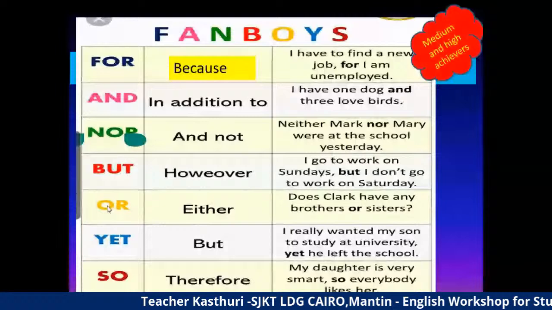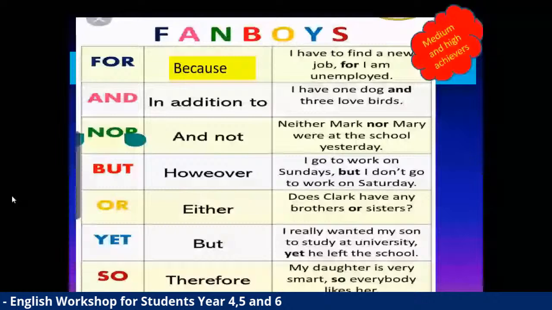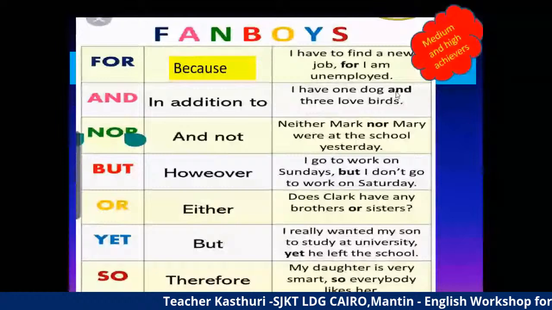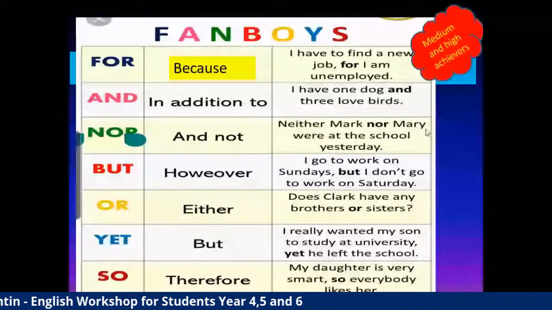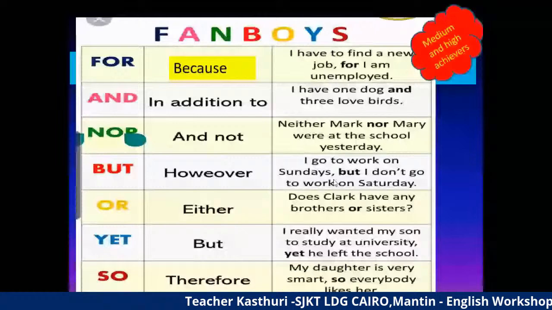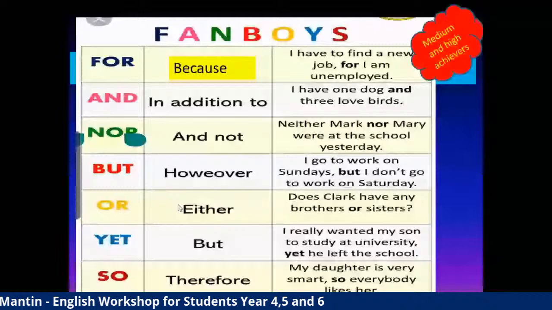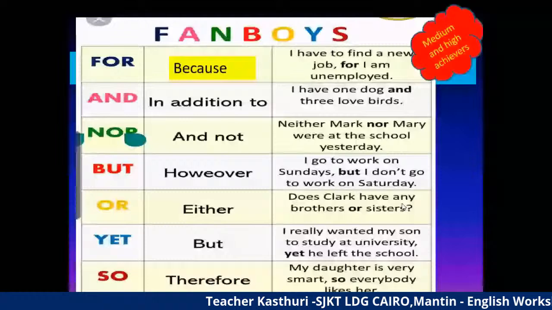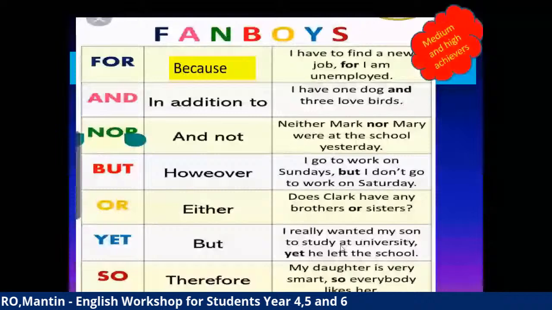Now, "and", you know, right? How to use "and"? I have one dog and three lovebirds. "Nor": Neither Mark nor Mary were at school yesterday. "But": I go to work on Sundays, but I don't go to work on Saturday. "Or": Does Clark have any brothers or sisters? "Yet": I really wanted my son to study at university, yet he left school. "So": My daughter is very smart, so everybody likes her.